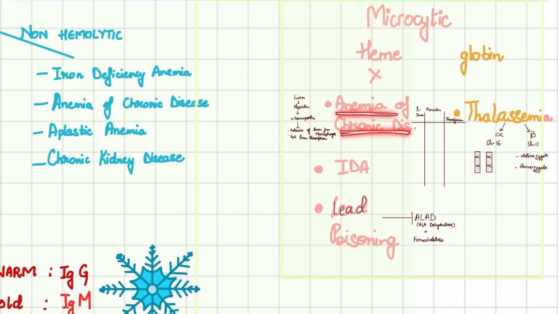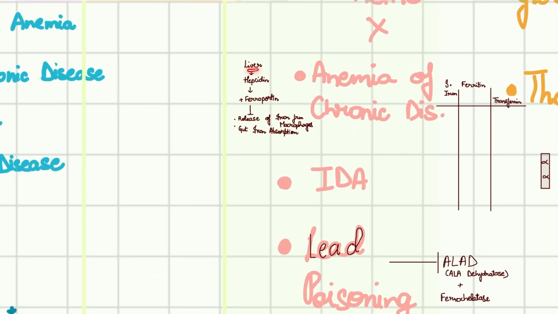In anemia of chronic disease, in our liver, we produce a very important factor called hepcidin. Now, once hepcidin binds to ferroportin, it inhibits the release of iron from macrophages, and you are also not going to absorb any iron from your gut, from your GIT. In a patient with anemia of chronic disease, let's say somebody has SLE, or some sort of malignancy that has been ongoing.